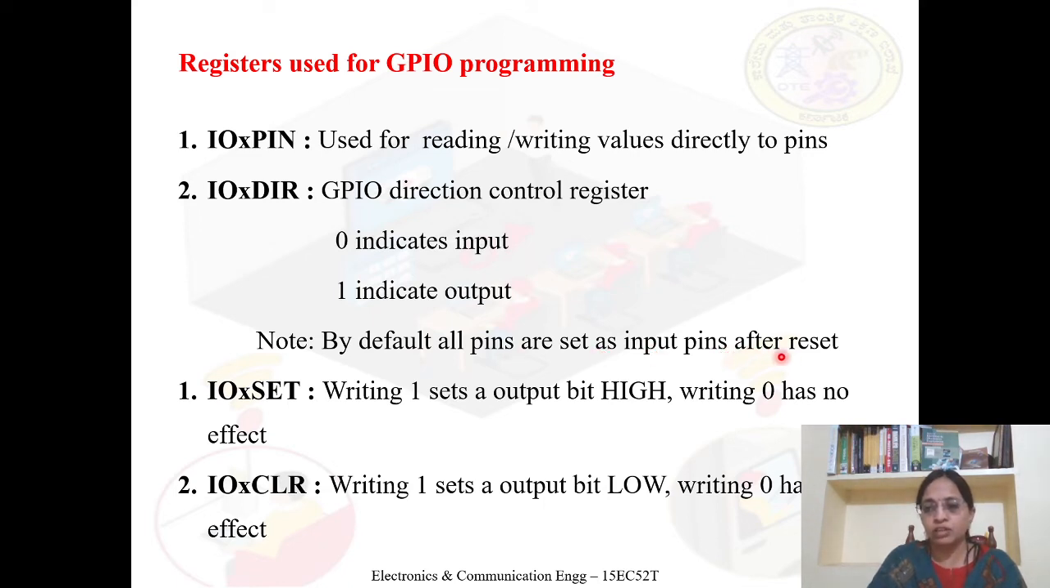By default, all the pins are set as what? Input pins after reset. And the next registers are IO set and IO clear. So why should we use the IO set register? To write. If we write 1 into any particular bit of the IO set register, then what will happen? That bit will become high. And writing 0 has no effect. Similarly, if I write 1 into any particular bit of the IO clear register, then that particular bit will become low.